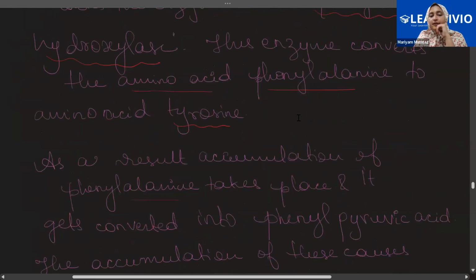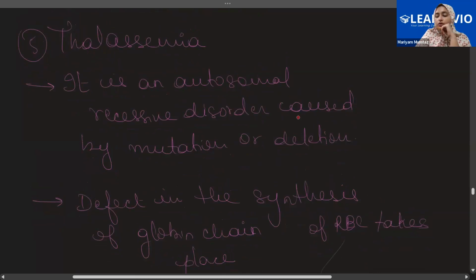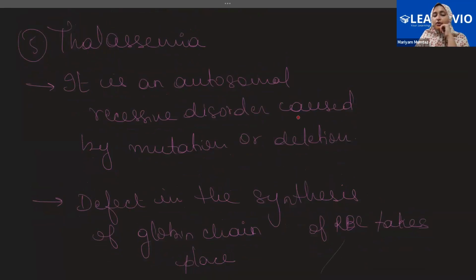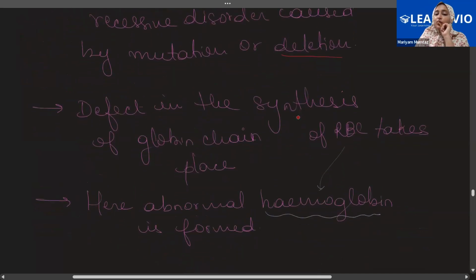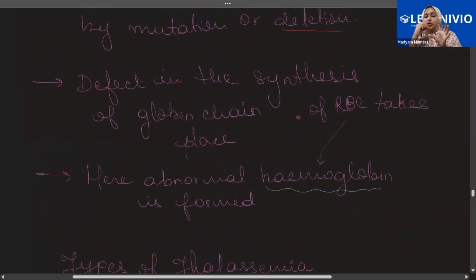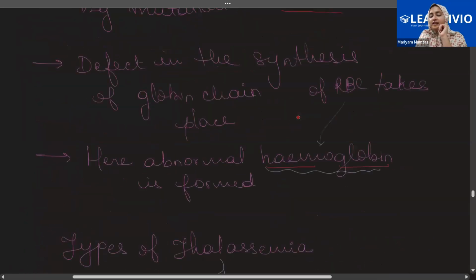Now moving forward, we'll talk about the next disease, that is thalassemia. Thalassemia is an autosomal recessive disorder which is caused by a mutation, or you can say a deletion kind of mutation. In this, a defect in the synthesis of the globin chain of RBC takes place. See, in hemoglobin, there is a heme portion and a globin portion. The globin portion is the protein and the heme is the iron compound portion. Here, the globin part of the hemoglobin is not properly formed. It is malformed. Because of this, thalassemia takes place.